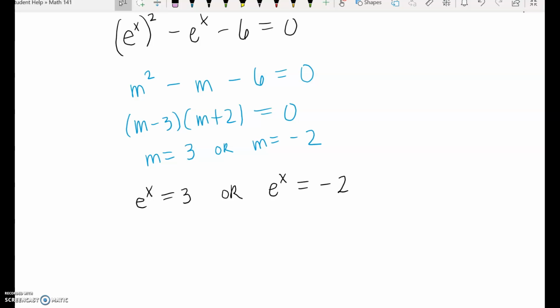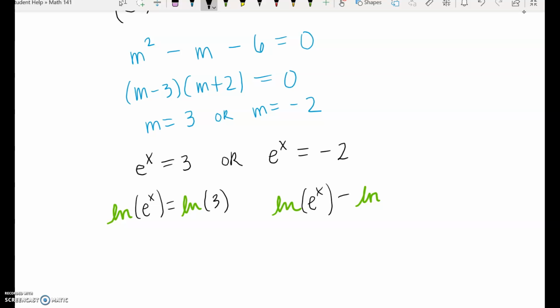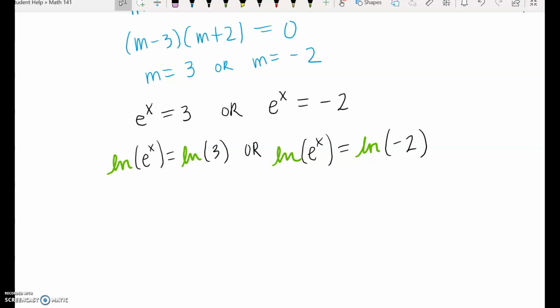So these now look more like the equations we were solving before, like number 1, where we're going to change to logs. When I have e as my base, I want to use the natural log, because natural log has a base of e. So natural log of e to the x equals natural log of 3, or natural log of e to the x equals natural log of negative 2. Okay, so here's my two options. On the left-hand side, we have an identity. The identity is that whenever I have natural log of e to the x, that just equals x.